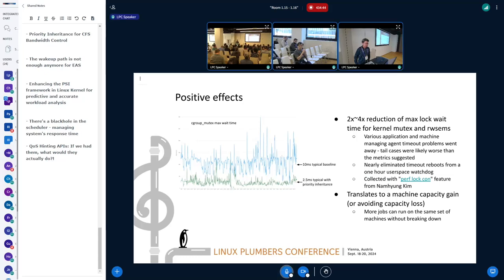It's important to note that delaying the breakdown of machines at higher utilization is a capacity gain. We can run existing machines hotter instead of adding more machines. The gain can be quite substantial because it affects all machines and is a fraction of the whole fleet.